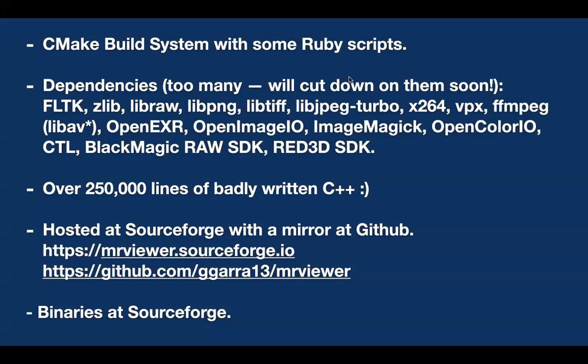mrViewer uses a CMake build system with some Ruby scripts. As dependencies, too many, we'll cut down on them soon: FLTK, clib, libraw, libpng, libtiff, libjpeg-turbo, x264, ffmpeg, dav1d, OpenEXR, OpenImageIO, ImageMagick, OpenColorIO, CTL, Blackmagic RAW SDK, Red 3D SDK, over 250 lines of badly written C++, hosted at SourceForge with a mirror at GitHub.